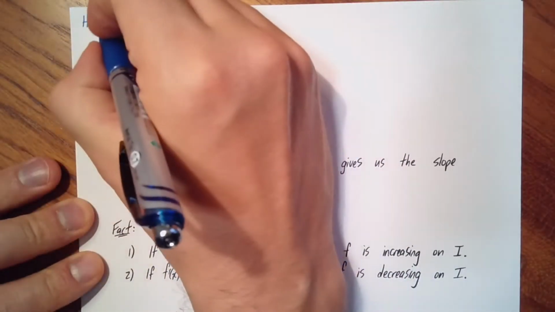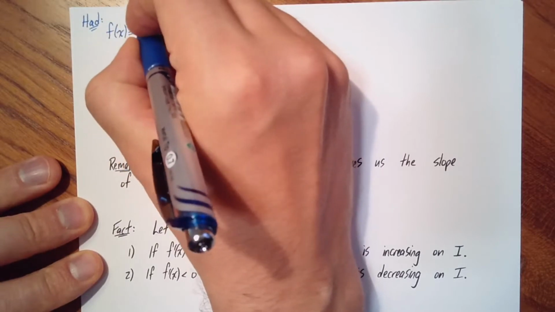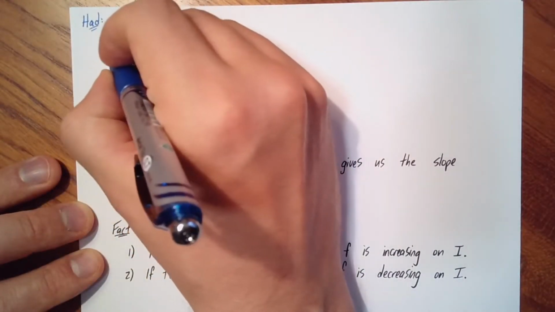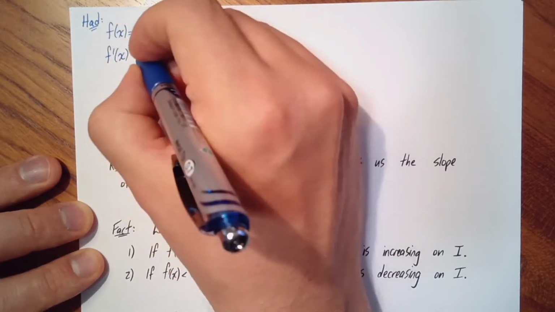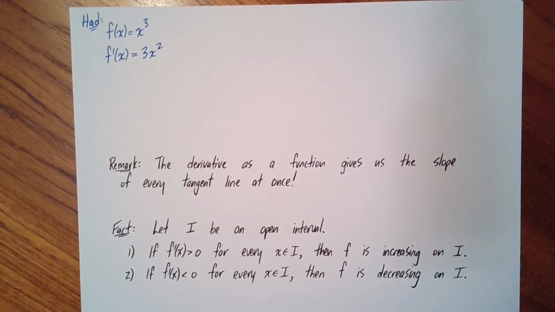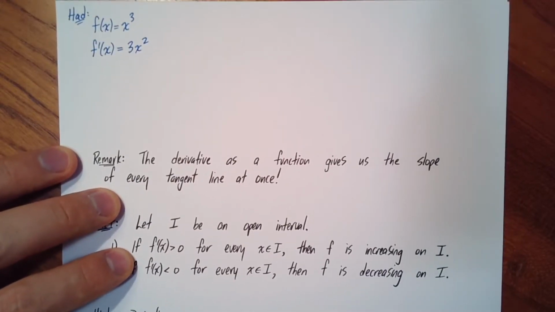We had our function f, given by f of x is equal to x cubed, and we calculated through quite a bit of work that the derivative f prime of x is given by 3x squared. That's what we calculated in the previous example. Now let's look at what that really means. How do you interpret that?